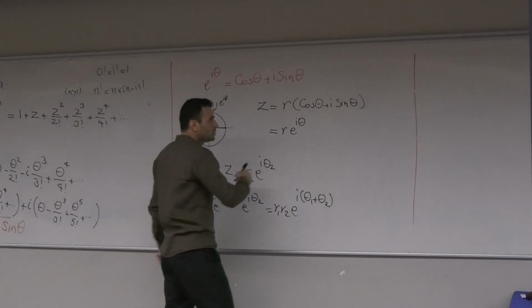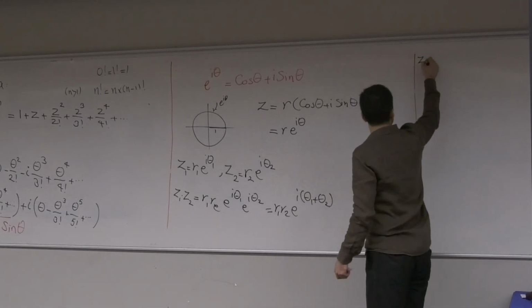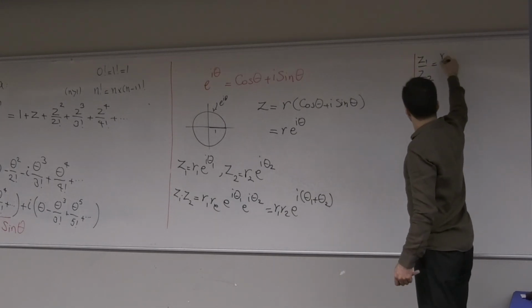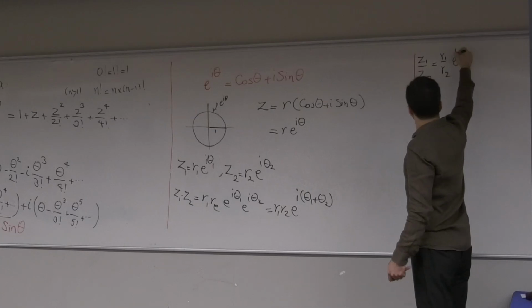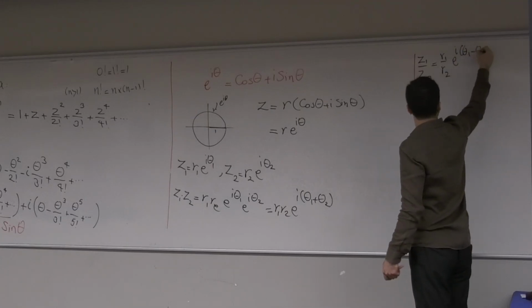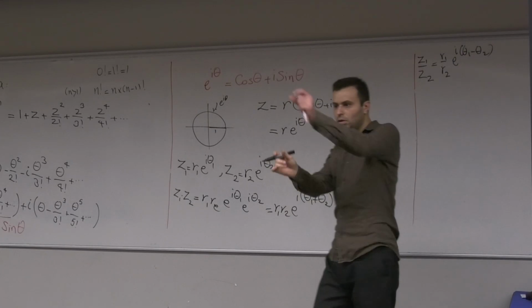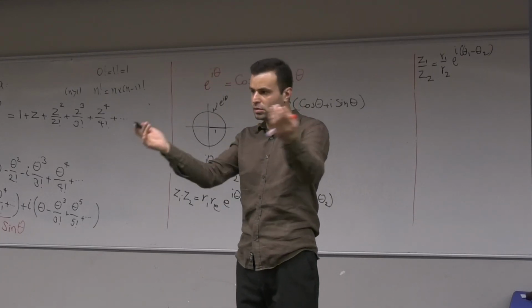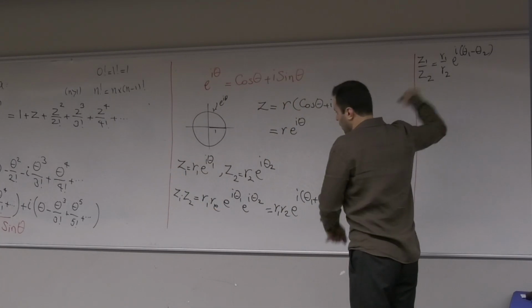What is z1 divided by z2 in this notation? It is going to be r1 divided by r2 times e to the power of i(theta 1 minus theta 2). Right? We're dividing them, and we're assuming that the laws of exponentials are true. Okay, good.